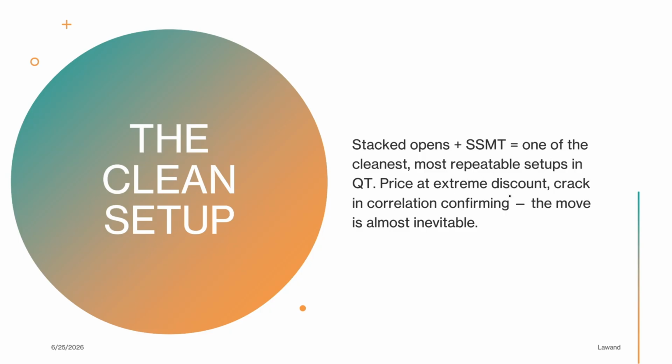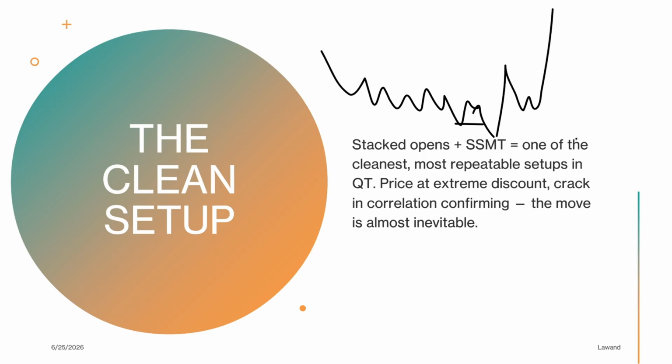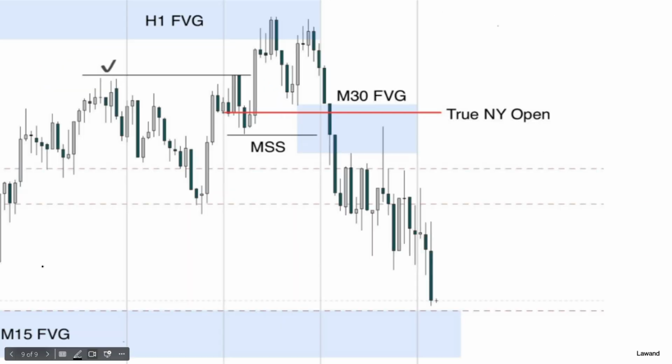And then price at extreme discount, cracks in correlation confirming the move is almost inevitable. Yeah, man. If we're really deep in discount, we're waiting for something. The price has to break this, right? Probably market open will manipulate this low, which is the power of three, and then we move higher. Accumulation, manipulation, distribution. This is beautiful. And what confirms the bias way better is when we have sequential SMT or any SMT, and then our true opens are above here. This is wow. For those who have made it this far, you have what it takes. Trust me. Just keep on going.